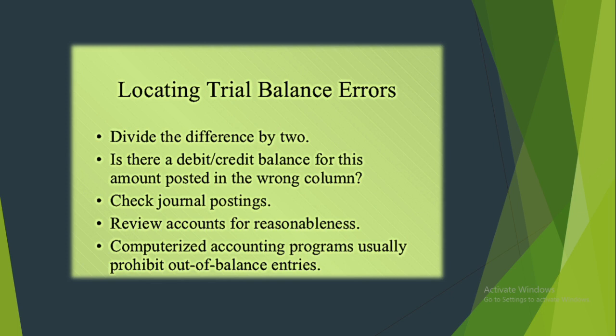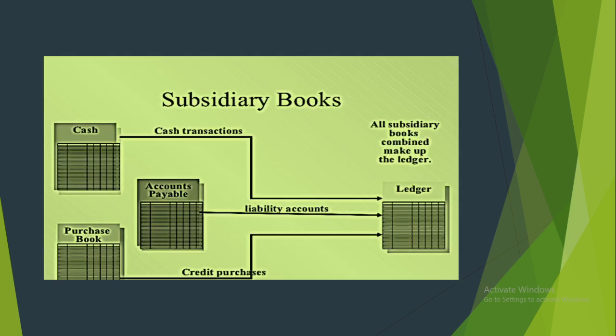How can we find out the errors? Then what should we do? What are the remedies? First of all, divide the difference by 2. Is there a debit or credit balance for this amount posted in the wrong column? Check journal postings, and on the basis of that posting, review accounts for reasonableness. And finally, computerized accounting programs usually prohibit out of balance entries.